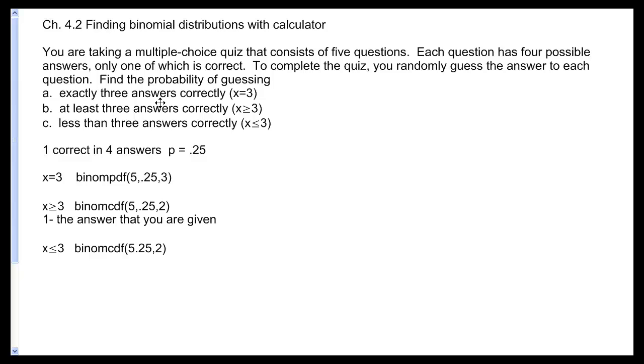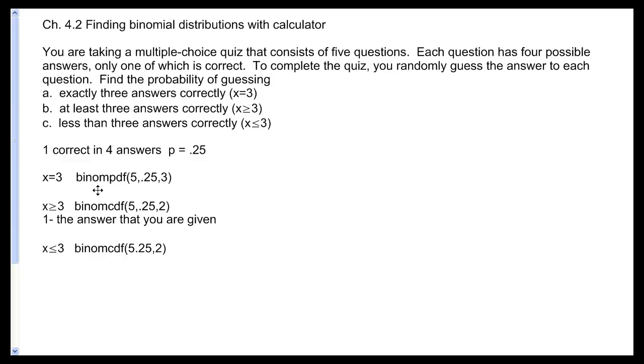First, we're going to look at exactly getting 3 of them correct if I guess. What's the probability of getting at least 3 correct if I guess? That would be 3, 4, 5. And then what's the probability of getting less than 3, which would be 0, 1, and 2. So first of all, I got to know the percentage of getting it right, and one answer is correct in 4 answers, so my percentage is 0.25.